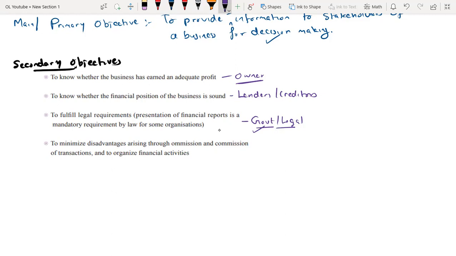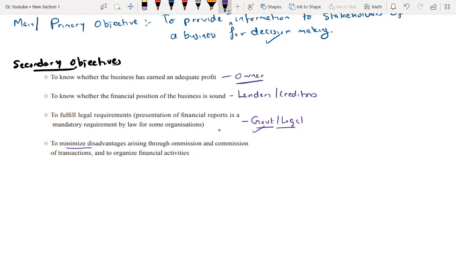And the fourth and final one: to minimize disadvantages arising through omission and commission of transactions and to organize financial activities. This is kind of a business objective, the objective of accounting with regard to the business itself. Because by doing accounting, you could minimize disadvantages of omission and commission. This one you will be studying when it comes to the suspense account later in your written.